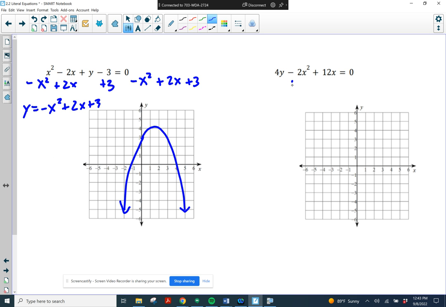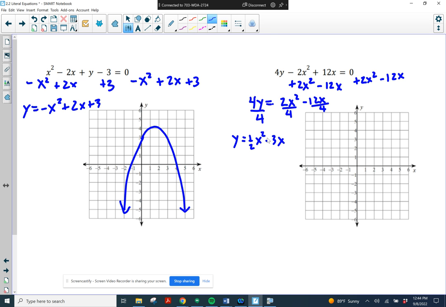Let's do this one. So to get the y by itself, to solve for y, I need to subtract or add a 2x squared to zero that out and subtract a 12x. Do the same thing on the other side of the equal sign. So what we have is 4y equals 2x squared minus 12x. We'll divide both sides by 4, just like we were doing before. When I have two terms over here, I can divide each of them individually by the 4. So y equals 1/2 x squared minus 3x.